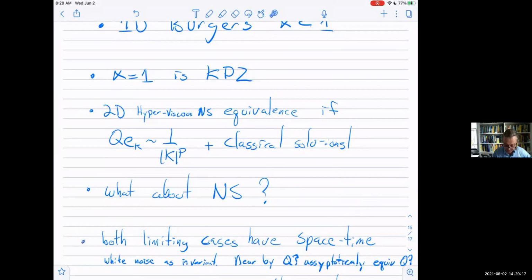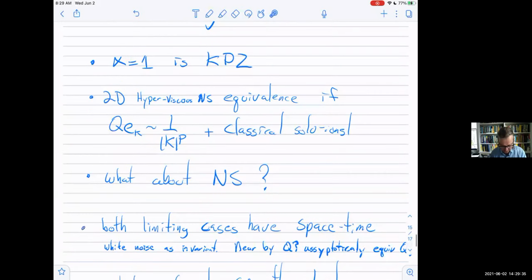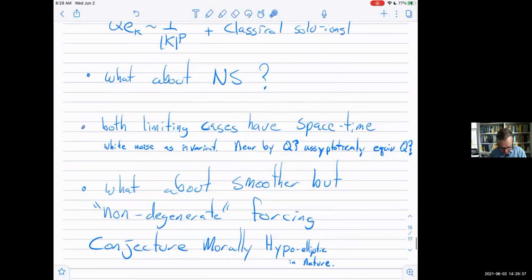And so these methods would let us answer the question about what about nearby Q? What if we have a Q that has asymptotically equivalent topology, but is not just the Laplacian to the right power? Would that still have a transition measure absolutely continuous with respect to the space-time white noise? Okay, that's not known. And then what about non-degenerate?